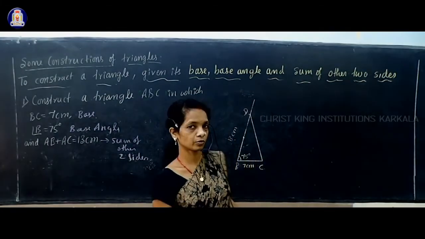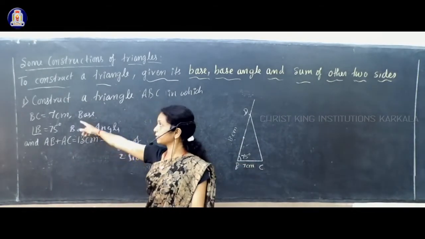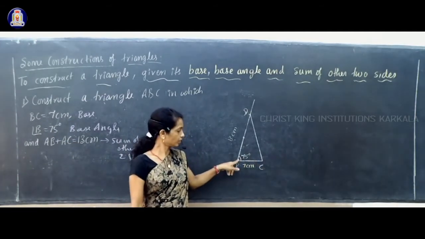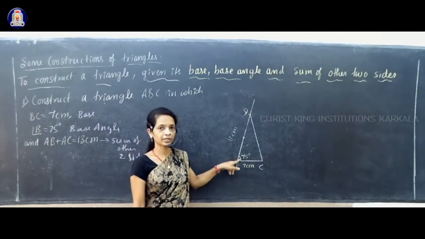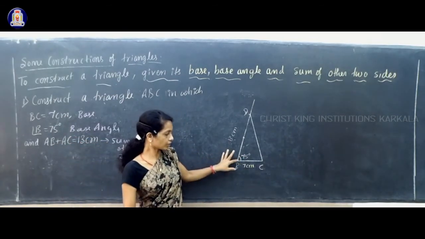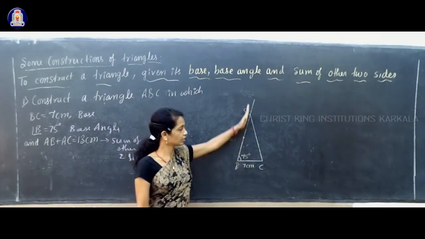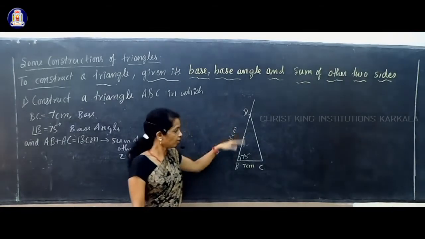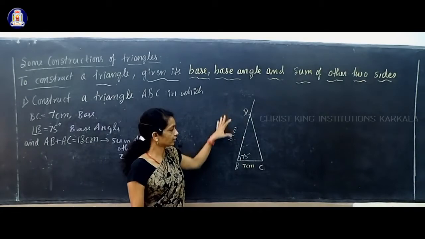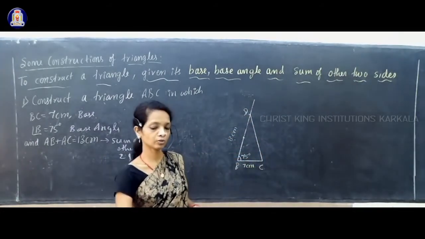So what have we done? First we drew one horizontal line of length 7 cm, the base BC, and we named that BC. Then we marked 75 degrees at B because we are given a base angle of 75 degrees. For that reason, you keep the protractor at B and mark 75 degrees, and extend that 75 degree line, and on that line from B you mark one point D at a 13 centimeter distance. After that you join D and C.